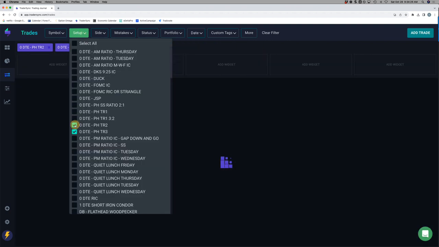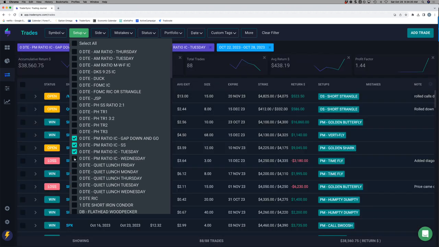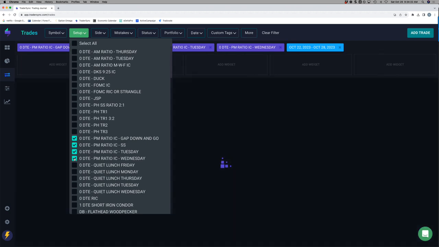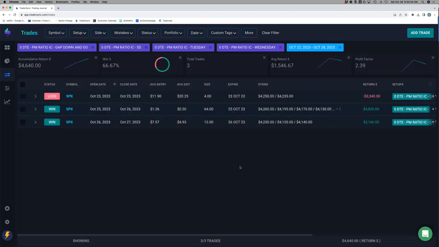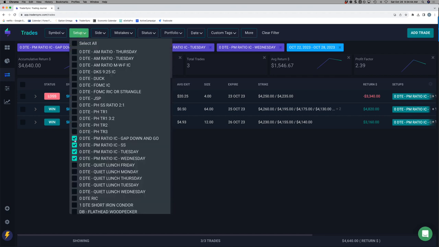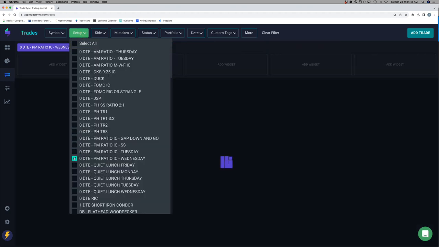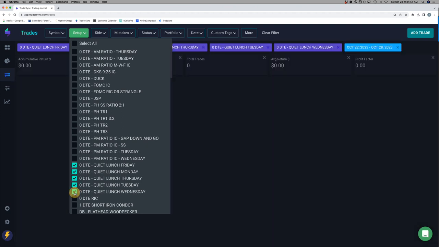Next up is PM ratios. These are kind of afternoon premium selling. I had three of these, one for minus 3,300, one for plus 4,800, one for plus 3,100. So a positive week on the PMs. And then the quiet lunches, a little bit red on the week.